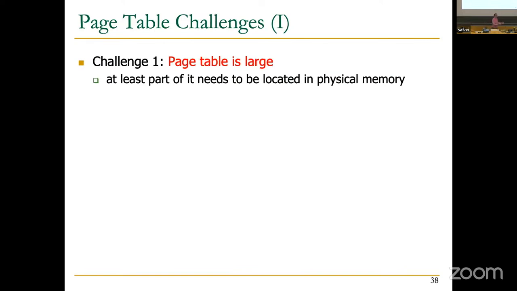But at least part of it has to be located in physical memory. We said that page tables reside in physical memory, right? So how do we get rid of locating the entire page table in physical memory? Clearly, we're not going to be able to do that. So the solution is more indirection. Essentially, multi-level or hierarchical page tables. In other words, this is more indirection. We're not going to get to the page table entry immediately. We're going to go to another level of page table that gives us the page table entry.